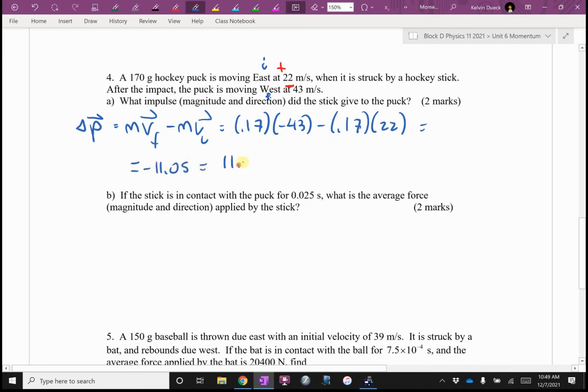Equals 11.05, 11.1. I would take 11.0. I would take a half mark off because it's definitely 11.1. Kilogram meters per second. What direction is negative? I would give you half mark for the magnitude, half mark for the units, 1 mark for the direction. West.